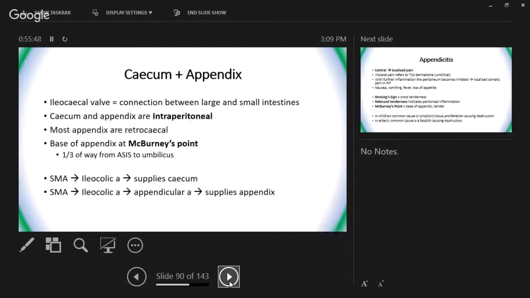So, sticking with the appendix, the ileocecal valve is the connection between the large and the small intestines. What you should know is that the appendix is actually intraperitoneal. You should know the base of the appendix, because that's where you get that tenderness in appendicitis, and that's a third of the way from the ASIS to the umbilicus. The appendicular artery comes off the SMA, via the ileocolic artery.